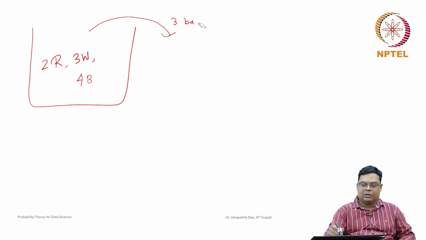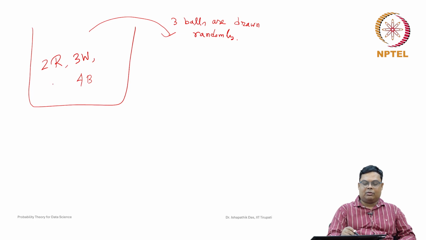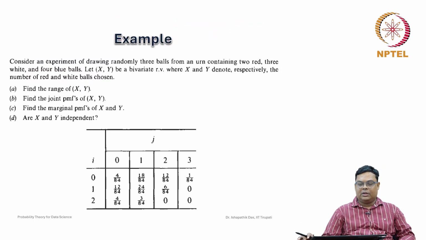3 balls are drawn randomly. So, basically there are a total of 4 plus 3 is 7, plus 2 is 9 balls. The 3 balls may contain 2 red balls and 1 white ball, or it may contain 3 blue balls also, but 3 red balls cannot be drawn because there are only 2 red balls. 3 white balls may come. So, any possibility may come in the 3 balls.